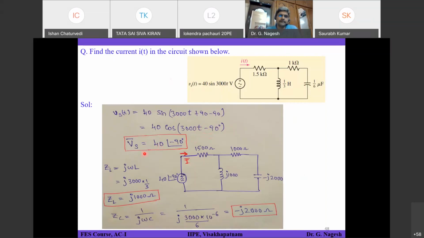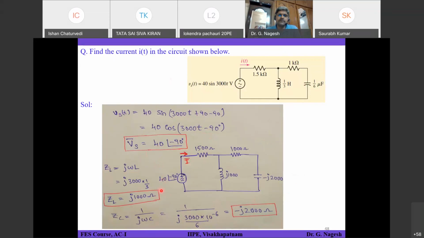Inductive reactance is j omega L, j into 3000 into 1 by 3, so it should be j 1000. For capacitive reactance, 1 by j omega C, if you bring the j to the numerator, it will become minus j 2000 ohms. So this is the equivalent circuit in phasor format. All the variables are written in phasor format.